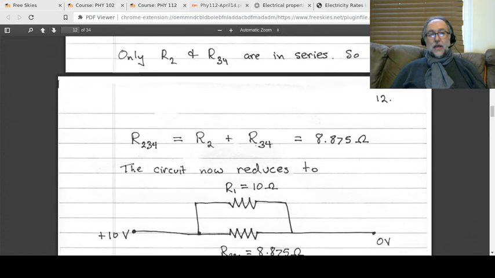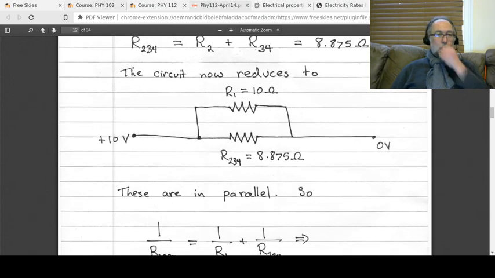They add. And so now my effective resistance I'm going to call R234 because it's the effective resistance of 2 and 3 and 4 all together. And R234 is R2 plus R34. And if I just add those up, I get 8.875 ohms. Okay. And so now I could take out 2, 3, and 4 and replace it with R234. And our circuit looks like this. All right. We're getting closer.